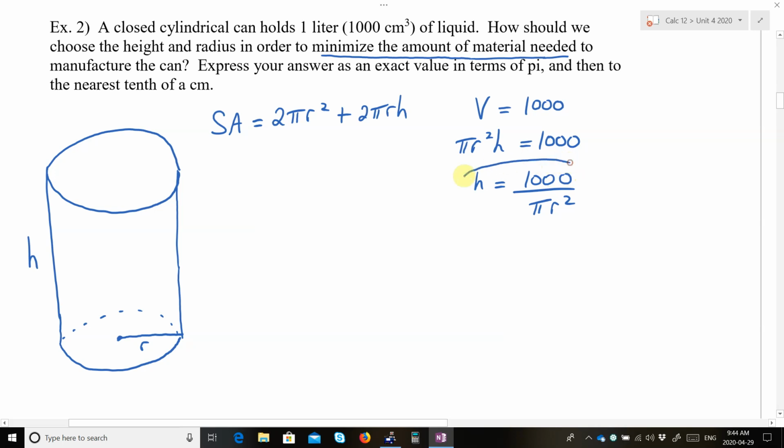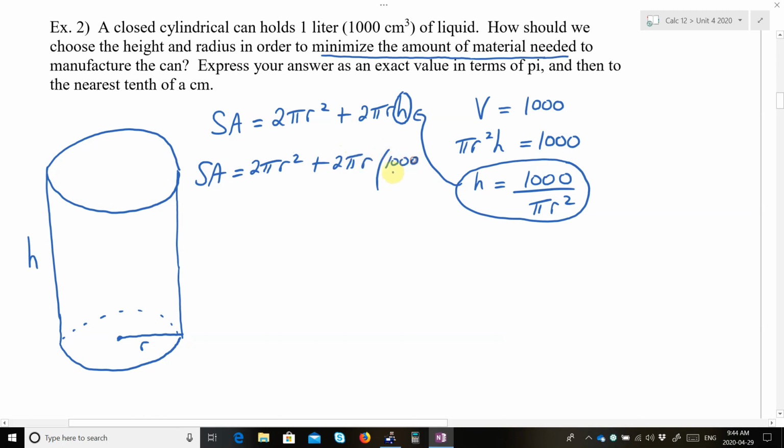And if we take this and plug it in here for h, we will then have our surface area just in terms of r. 2 pi r squared plus 2 pi r times 1,000 over pi r squared. And so our surface area function becomes 2 pi r squared. And then over here, the pi's are going to cancel. That r cancels with one of the r's down there. 2 times 1,000 is 2,000 over the r on the bottom.